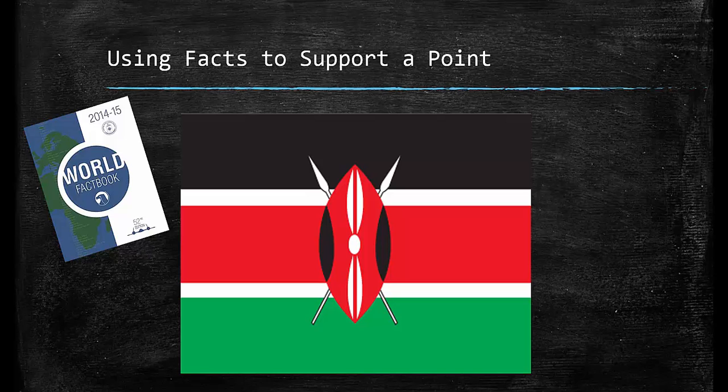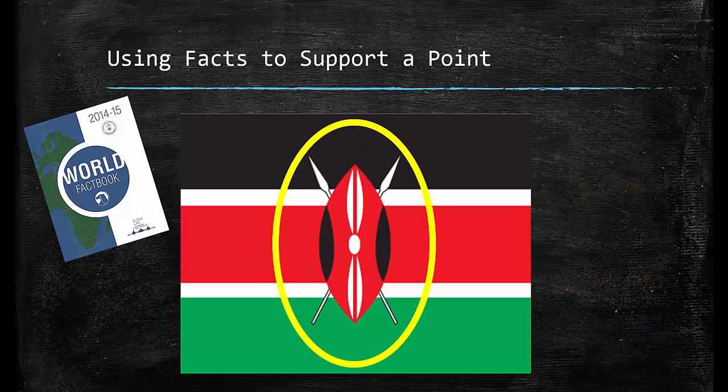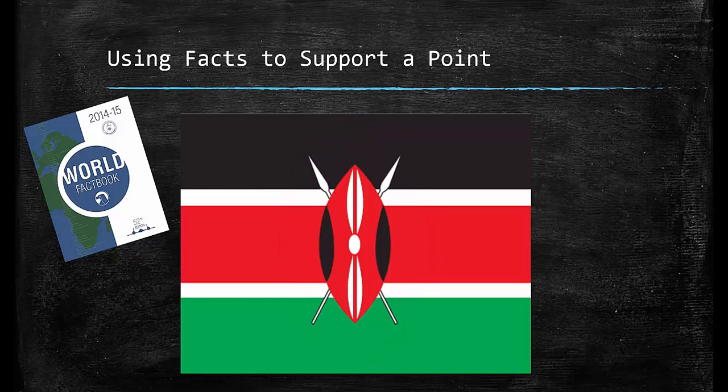From the fact book, it states, the black symbolizes the majority population. The red, the blood shed in the struggle for freedom. The green stands for natural wealth, and the white for peace. The shield and crossed spears symbolize the defense of freedom. These are the facts about the flag. Then we can apply those facts to determine if the flag does indeed represent Kenya.